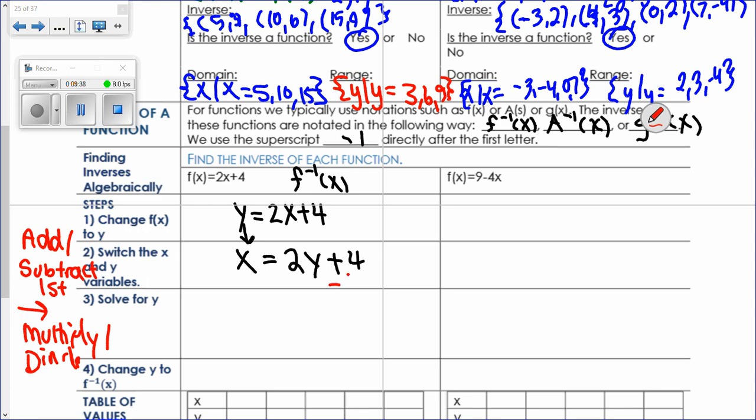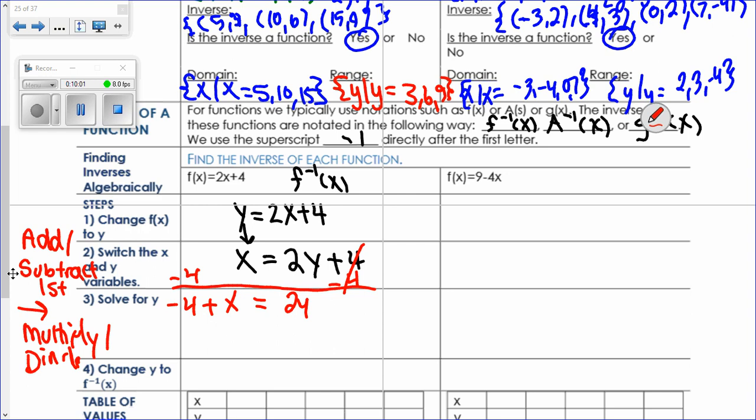So subtract 4, both sides. Can I combine -4 with x? No. Both just come down. I get -4 plus x equals 2y comes down. And 4 minus 4 just goes away. Now what?